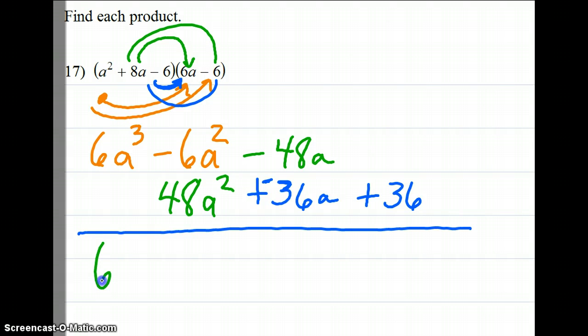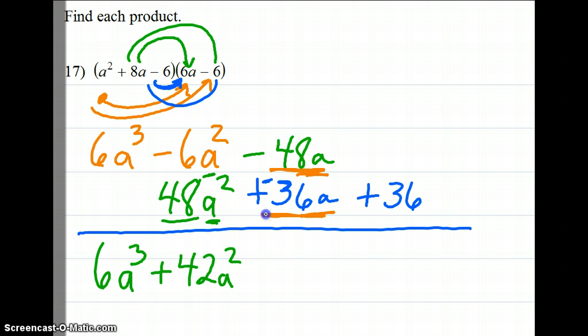So we have no other a cubes. We do have some a squared, so we can combine those. So 48 minus 6 will be a 42 of these. Now again, we're looking at similar terms here. This a and this a look alike. We have a minus 48 of them and a minus 36. So we should have a minus 84 of these, plus 36 will be your final answer.